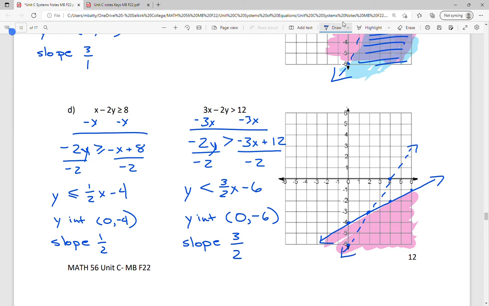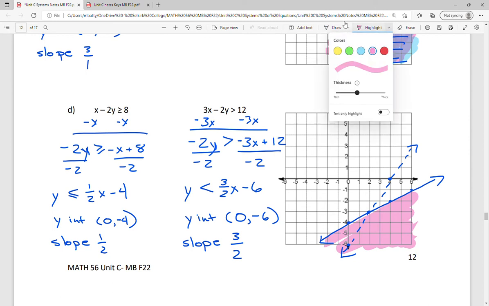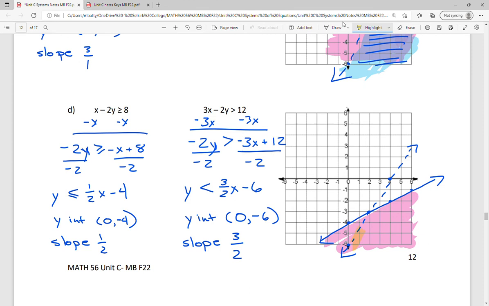Now the last part of this is shading the half plane. Really happy I found the highlighter option in this. I'll go yellow this time, maybe I'll make orange. So the y value is smaller than my line again. So it'd be everything here, which is below that line that I just drew. And if you can see where the two colors overlap, this is actually the region that represents the solution to this linear inequality.